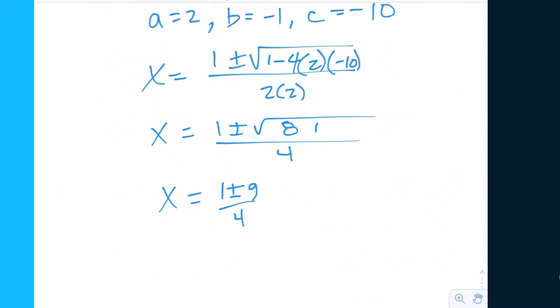Now, those are not the best versions of the numbers. So let's go ahead and list it as 2 numbers. Let's do the plus first. It's either 1 plus 9, which is 10 over 4. 10 fourths, of course, simplifies down to 5 halves. And we got 1 minus 9, which is negative 8. And then negative 8 divided by 4 is minus 2.